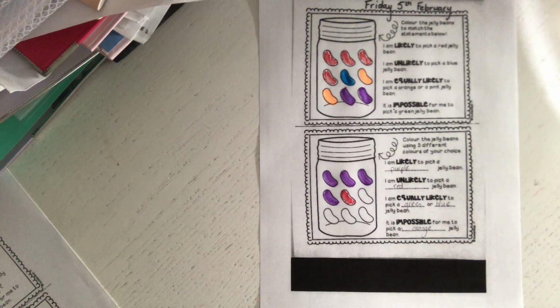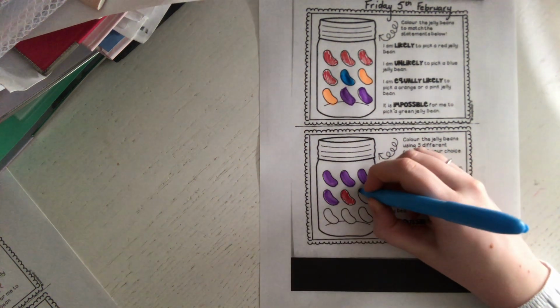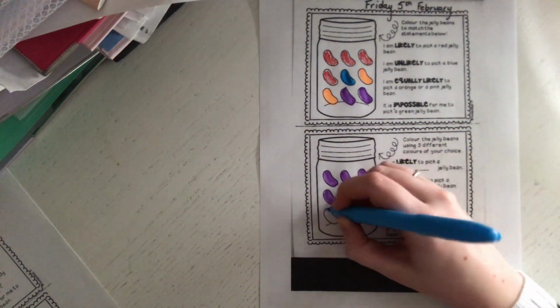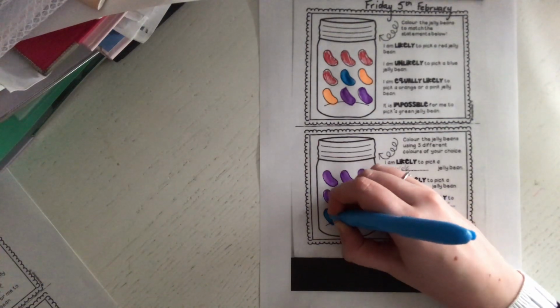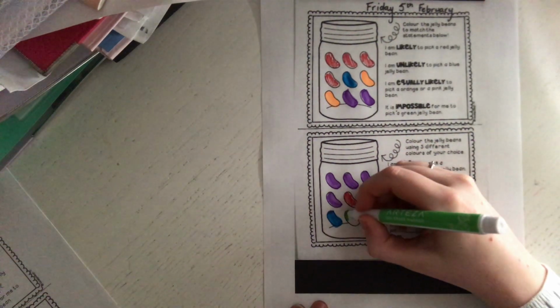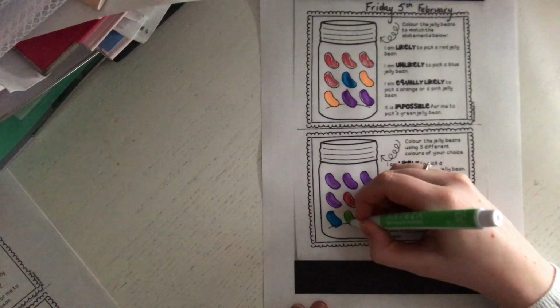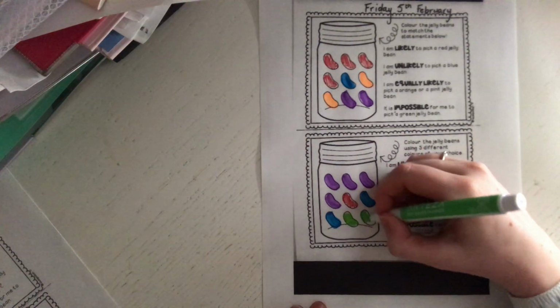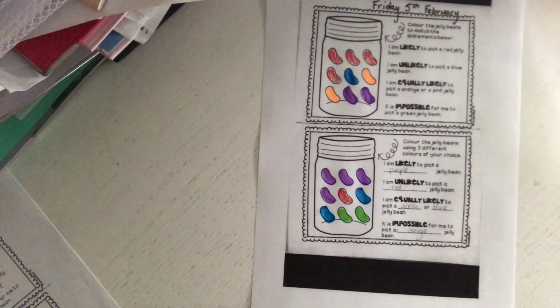For my next one, I am equally likely to pick a green or a blue jelly bean. So I'm going to colour in 2 in blue. And then 2 in green. And then my last statement says, it is impossible for me to pick an orange jelly bean because I don't have any orange in my jelly bean box.